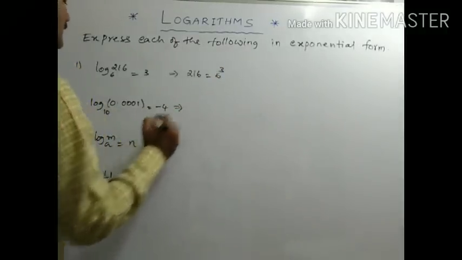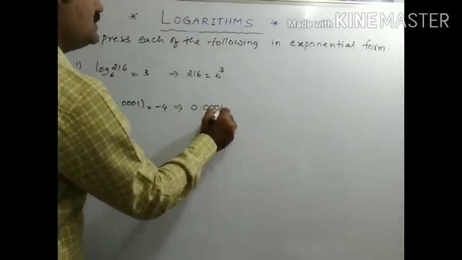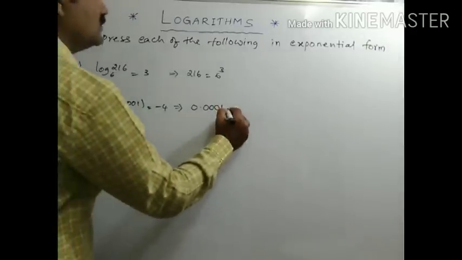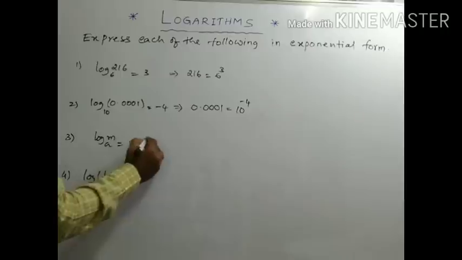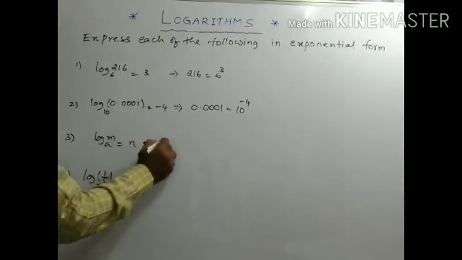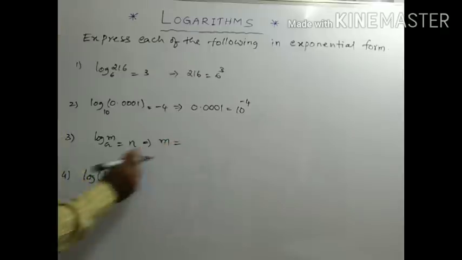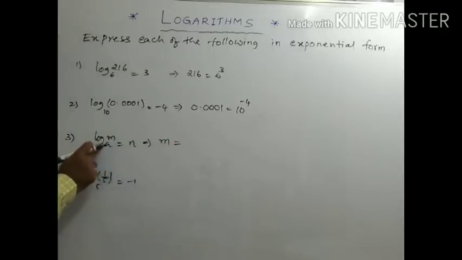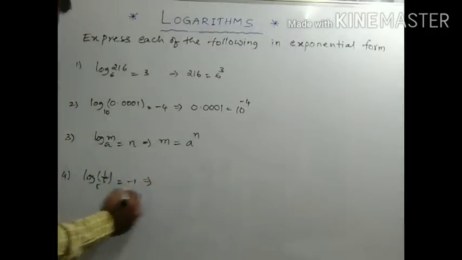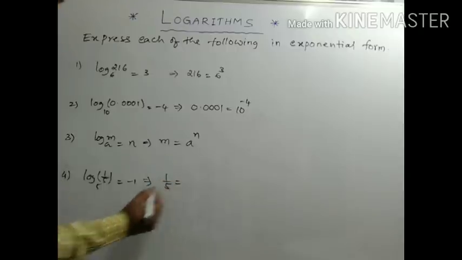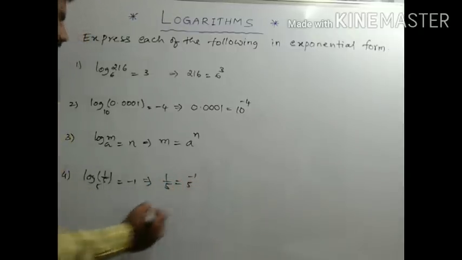In the same manner, 0.0001 is equal to 10 to the power of minus 4. Now how can we change this? The number m is equal to... here the logarithmic base is a, so hence this is a to the power of n. And finally from this, 1 by 5 is equal to, can you guess? Yes, 5 to the power of minus 1.